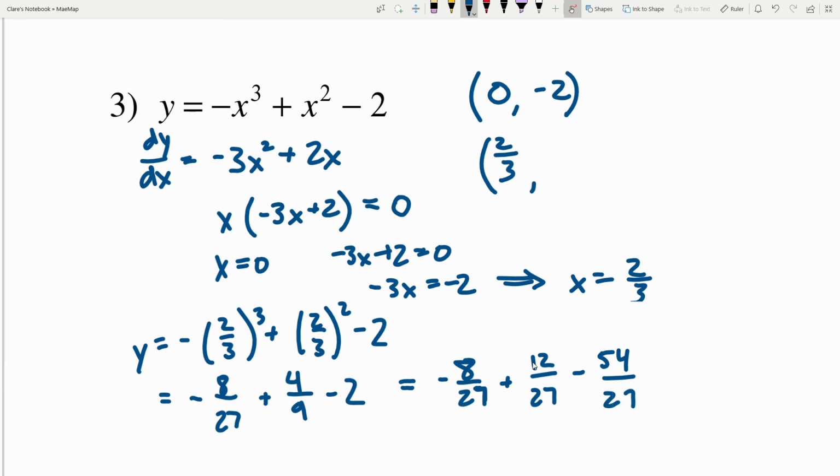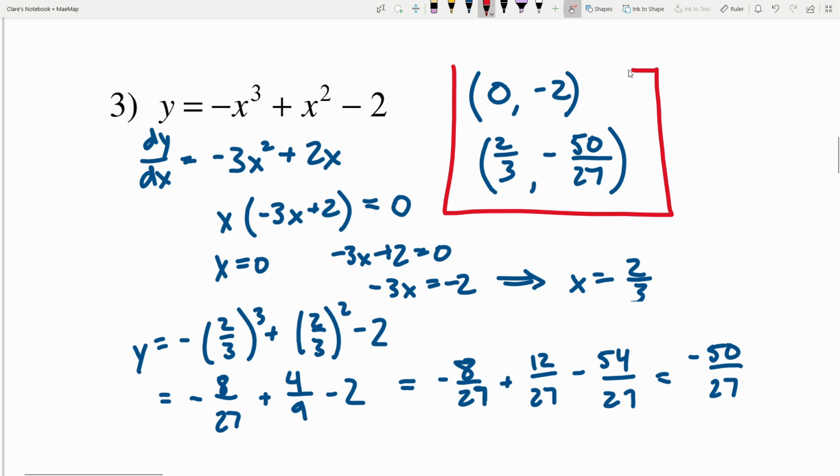Now, negative 8 plus 12 is going to be a positive 4, and 4 minus 54 is going to be a negative 50. So my y value equals negative 50/27 when my x value is 2/3. So my 2 points are 0, negative 2, and 2/3, negative 50/27, for the points along my function where I have a horizontal tangent line.